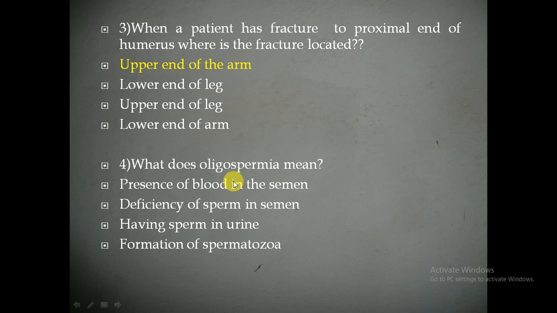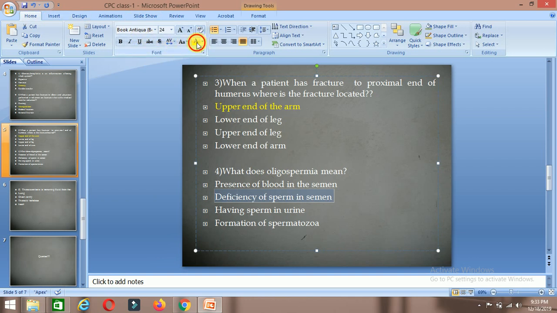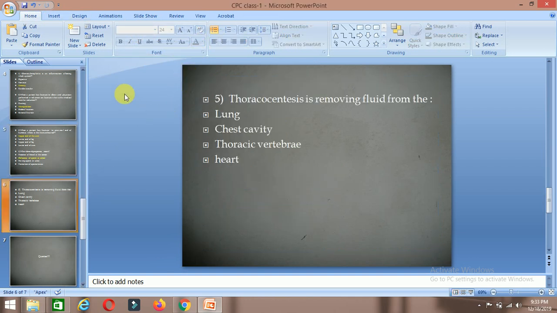What does oligospermia means? So what is the oligospermia? It's a presence of blood in the semen, deficiency of sperm in the semen, having sperm in the urine, formation of spermatozoa. So my correct answer is, it's related to sperm deficiency. So the answer is deficiency of sperm in the semen. So like that you need to pick the answer. So the correct answer is, oligospermia is nothing but deficiency of sperm in the semen. So next we will see another question.